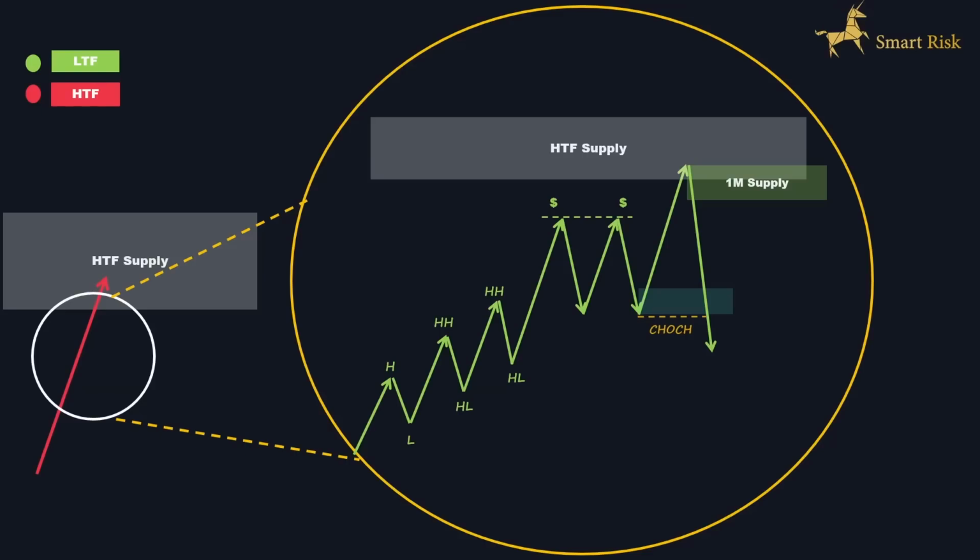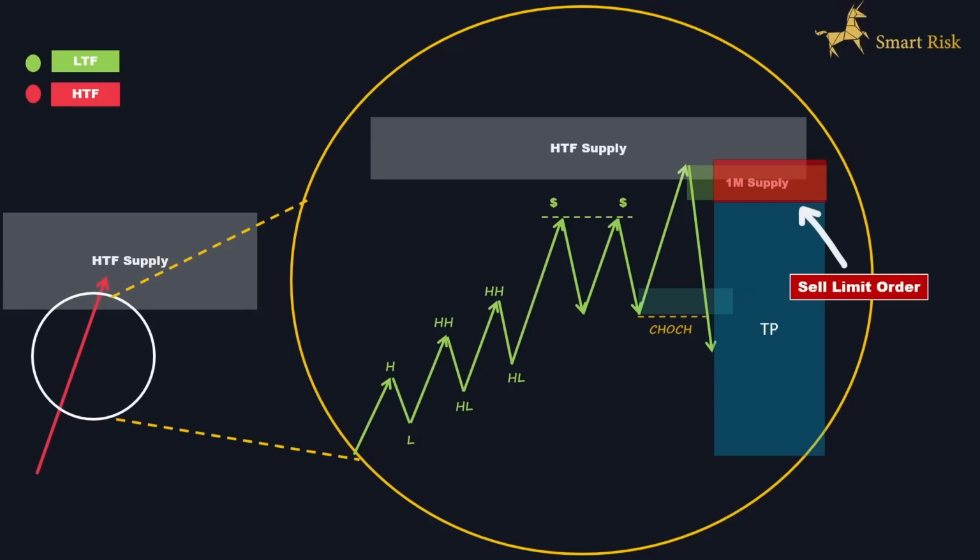After mitigating the higher time frame supply zone and conducting a liquidity sweep in the current time frame, a change of character formation occurs. In the next step, we can place a sell limit order at the lowest point of the newly generated supply zone, setting the stop loss a few pips above the highest point of the zone. For the take profit, we can either set it at the unmitigated demand zone of the higher time frame or target the current time frame's swing low.